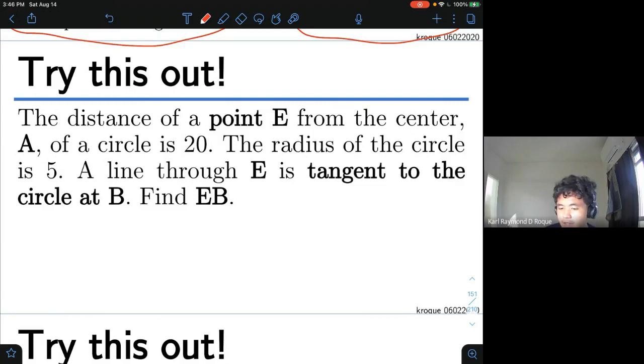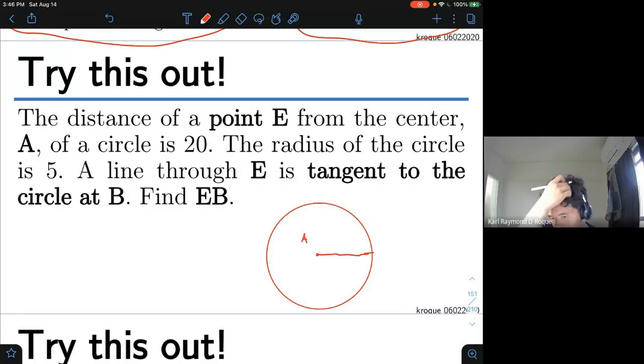Do you get how to draw the figure? Look, the distance of a point E from the center A is 20. The radius of the circle is 5. A line through E is tangent to the circle at B. So, parang ito yung nangyari. Ganito yung nangyari.